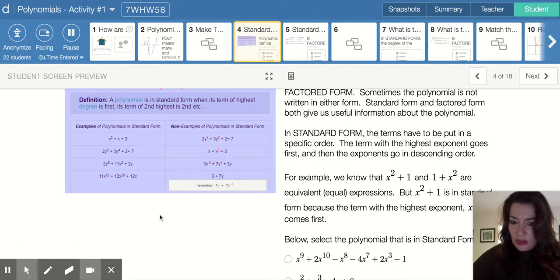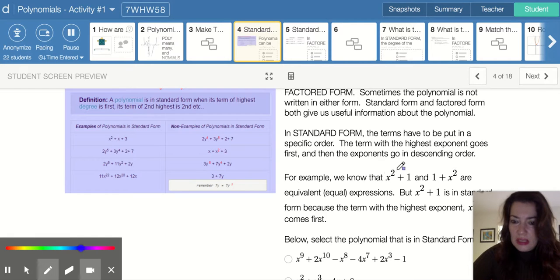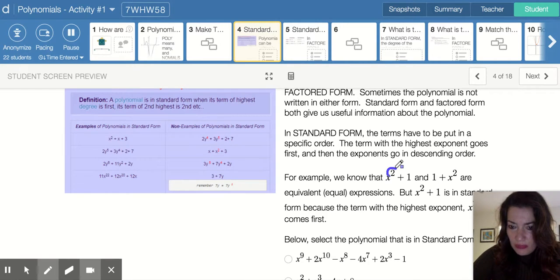Now, what is the degree? The degree is the exponent of your variable. So if you have two terms, you're going to look at your highest exponent, and that will determine the degree. But also the degrees must be written from highest to lowest form.